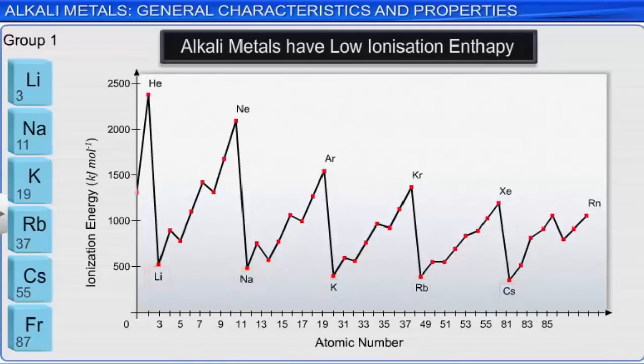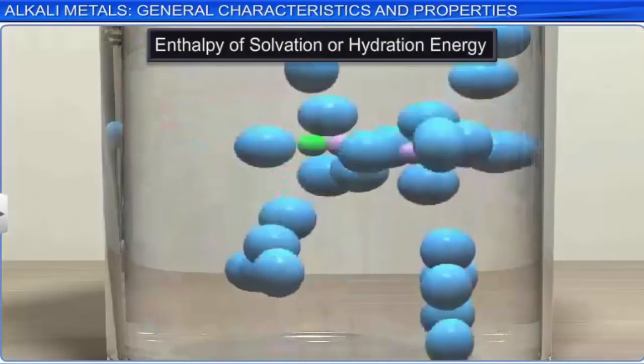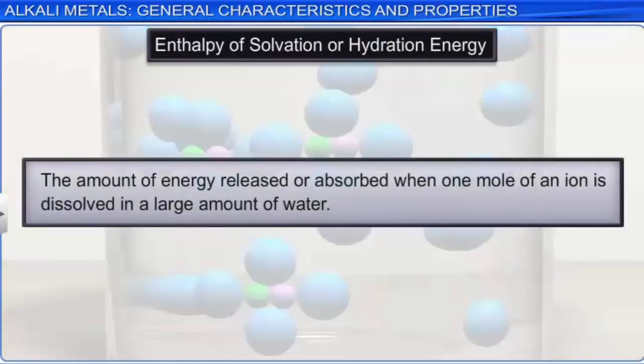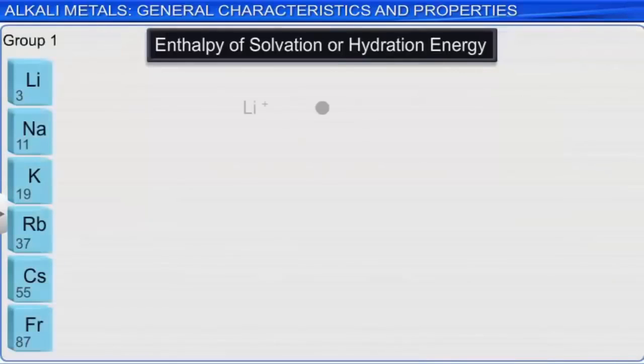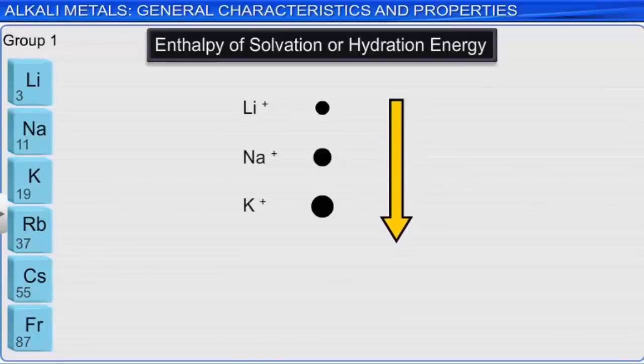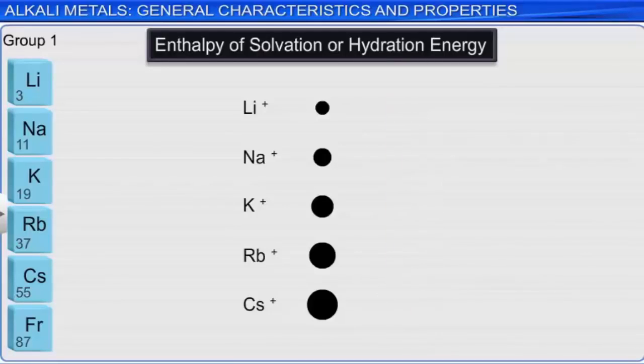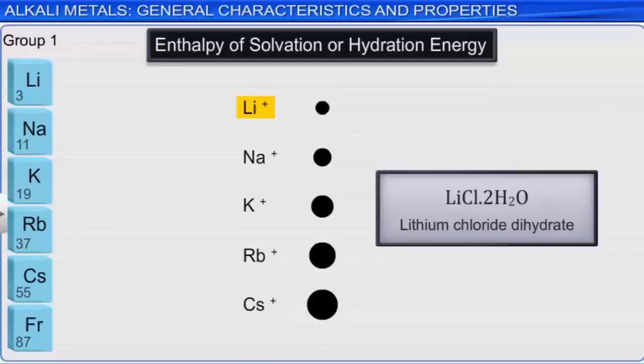Enthalpy of solvation, or hydration energy, is the amount of energy released or absorbed when 1 mole of an ion is dissolved in a large amount of water. In general, as the ionic radii get larger, hydration energy decreases, and so the enthalpy of hydration decreases from lithium to cesium. One result is that lithium salts, unlike the salts of the other alkali metals, often form hydrates such as lithium chloride dihydrate.